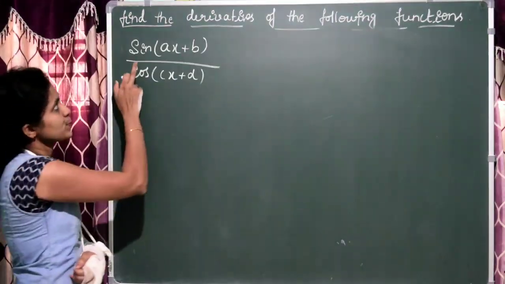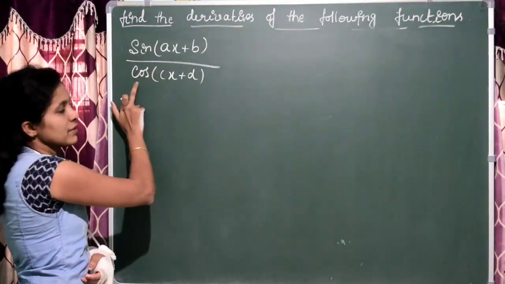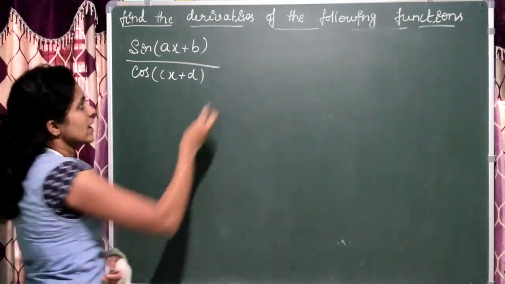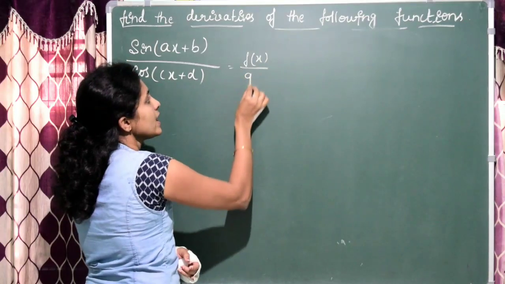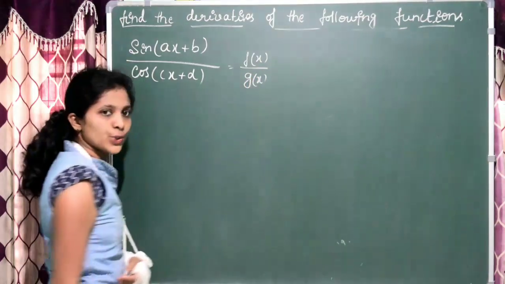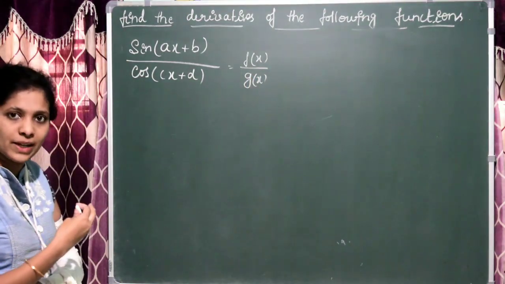So here now is the next problem. Sin of ax plus b divided by cos of cx plus d. Now it's of the form, two functions are there, f of x divided by g of x, right? You know the quotient rule. So to find the derivative of this one, you have to apply the quotient rule.